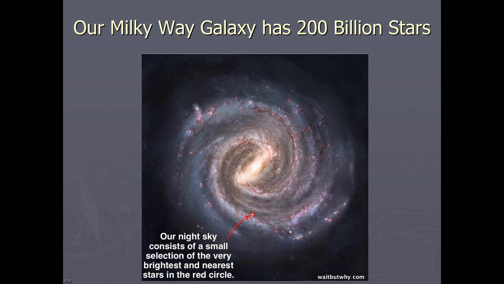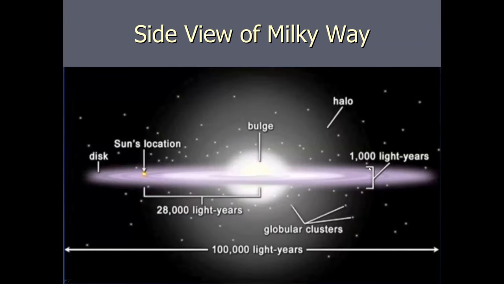Okay, so now you can see my picture of the Milky Way, and this dot is the location of our sun relative to the entire Milky Way. I saw on the web that on any given night, all we can see is within this little red circle. We cannot see the details of this entire Milky Way. Now this is the side view of our Milky Way.